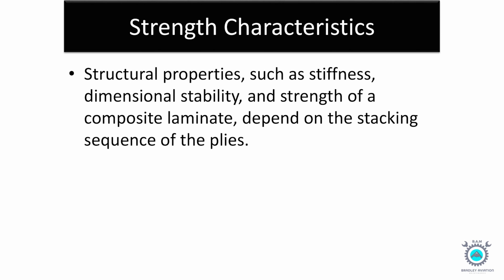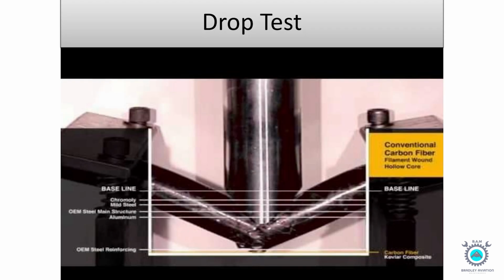Strength characteristics. Structural properties such as stiffness, dimensional stability, and strength of a composite laminate depend on the stacking sequence of the plies. Drop test. Conventional carbon fiber filament wound hollow core. Baseline chromoly mild steel. OEM steel main structure. Aluminum. Baselines. OEM steel reinforced with carbon fiber Kevlar composite.